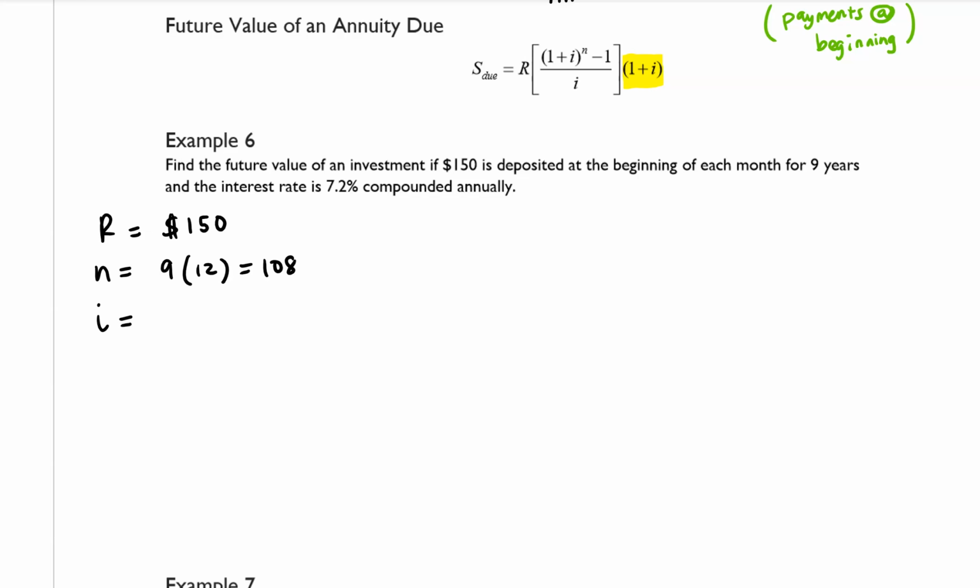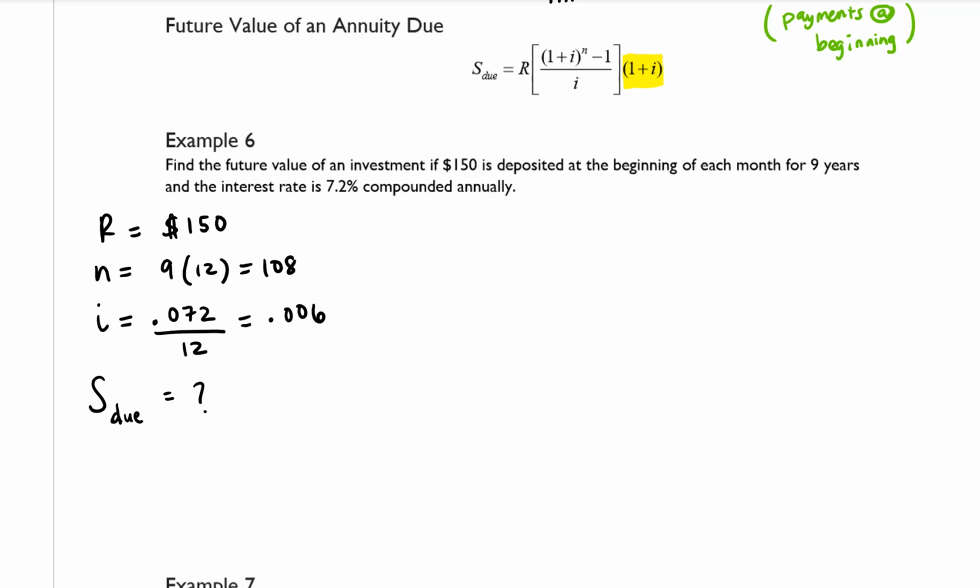And our interest rate, we have an annual interest rate of 7.2. So if I converted that to a decimal, it would be 0.072. And we are compounding monthly, so I would divide that by 12, which gives us 0.006. And the future value is what we are solving for. So the notation that we use for that is S sub the word due, and that is what we are trying to figure out.